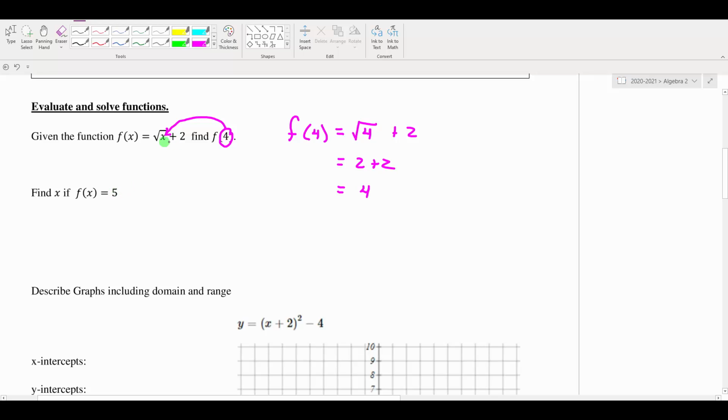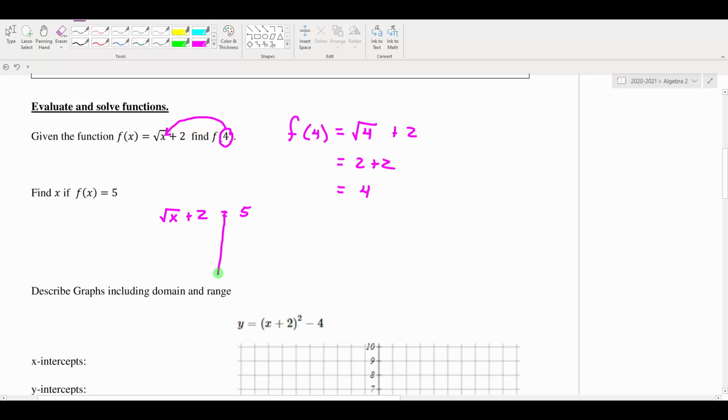Okay, so I can take my function f of x, the square root of x plus 2, and they're saying they got a 5 out. So you would set it equal to 5. We need to figure out what number we would put in for x to get a 5. So we're going to use our equation solving skills to figure that out.